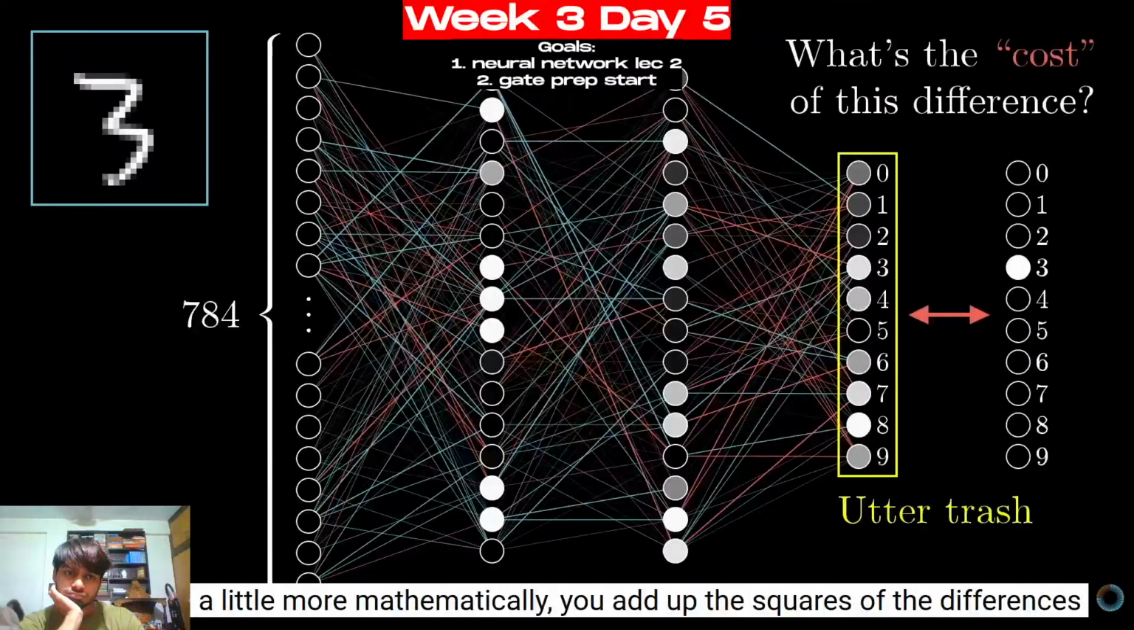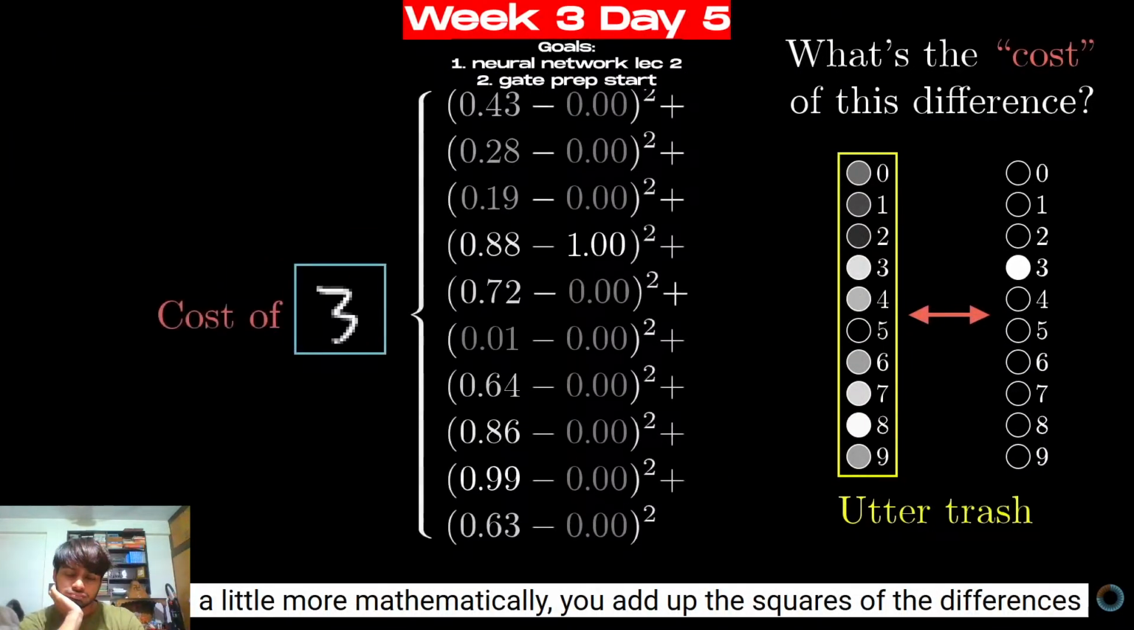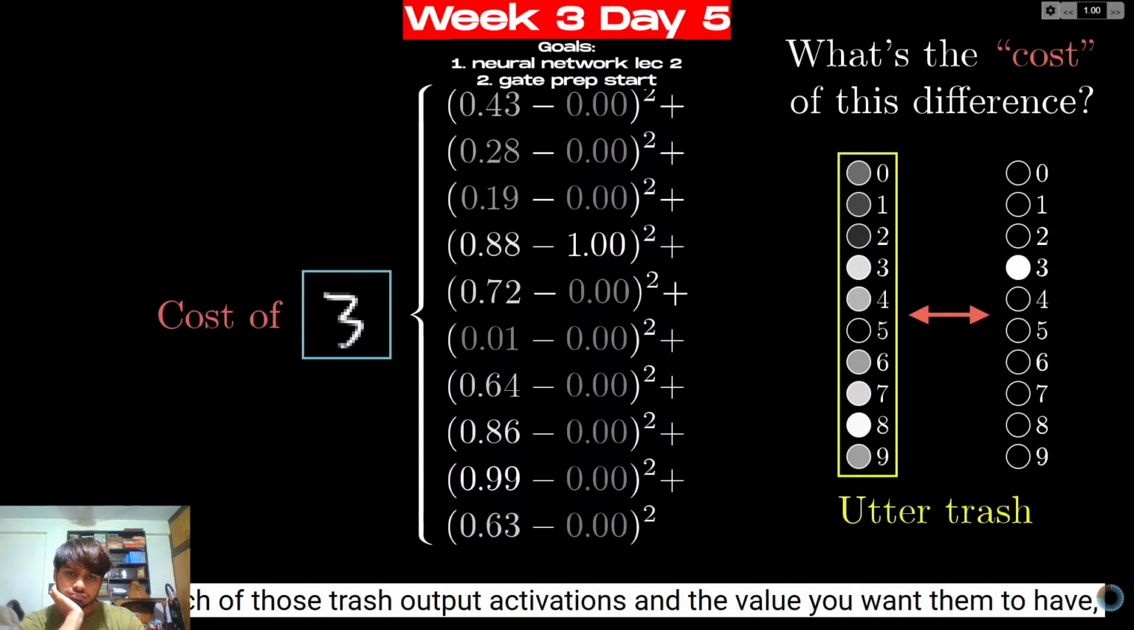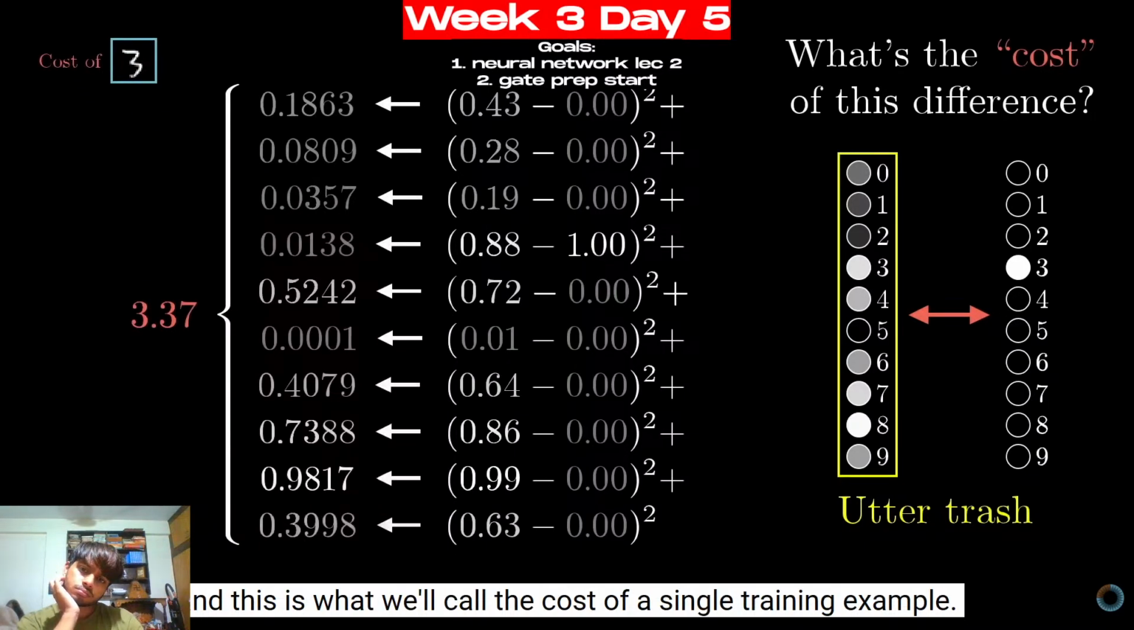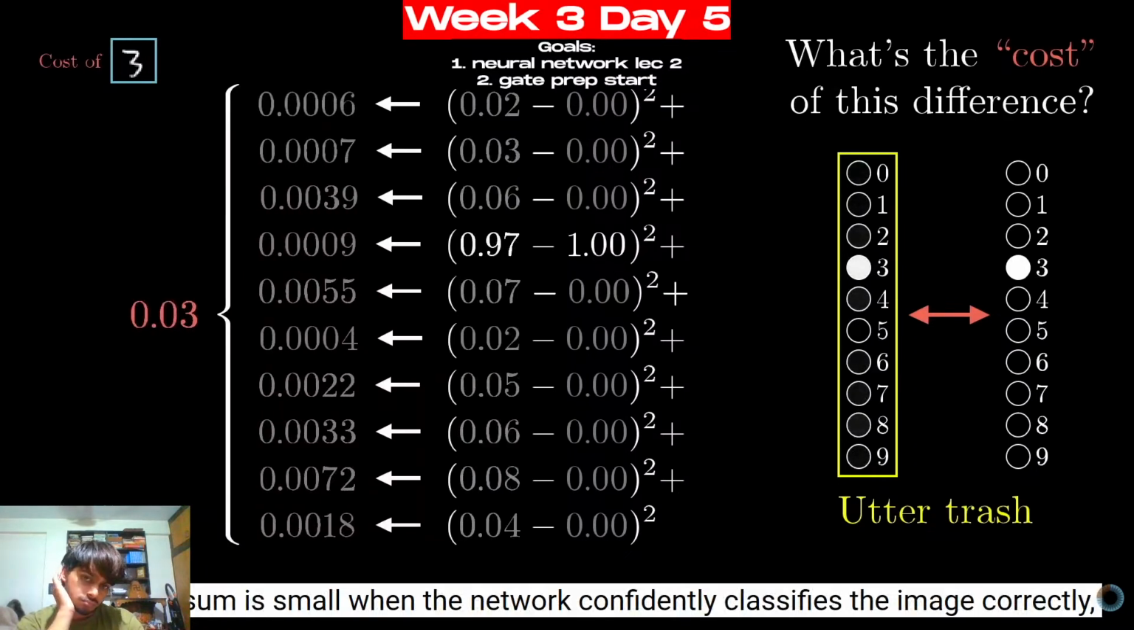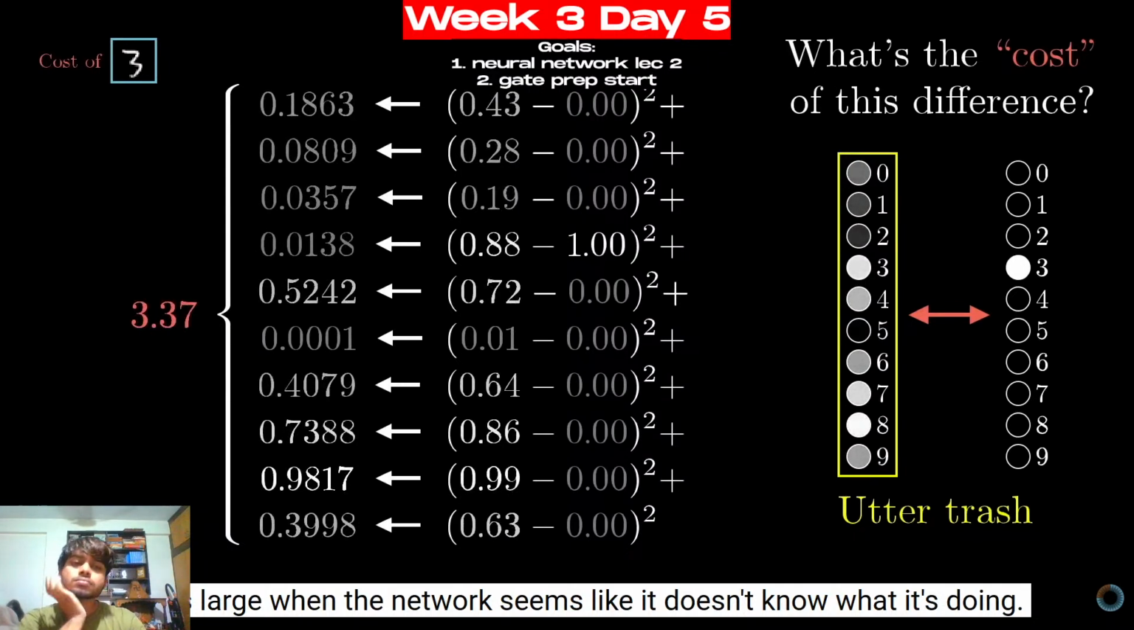To say that a little more mathematically, what you do is add up the squares of the differences between each of those trash output activations and the value that you want them to have. And this is what we'll call the cost of a single training example. Notice, this sum is small when the network confidently classifies the image correctly, but it's large when the network seems like it doesn't really know what it's doing.